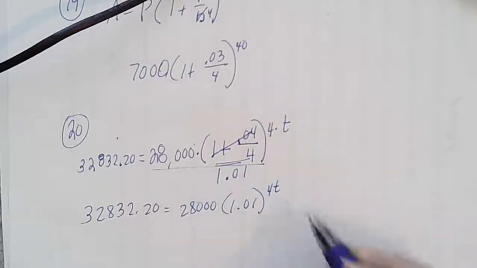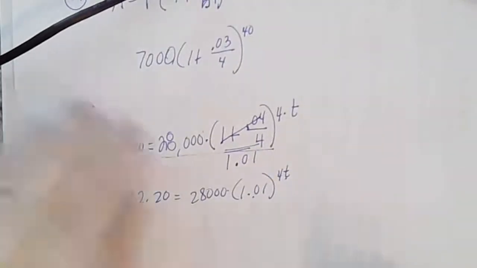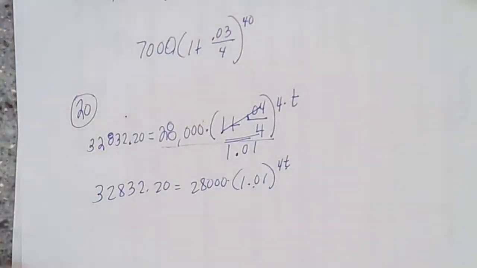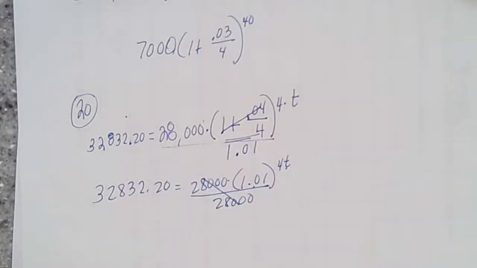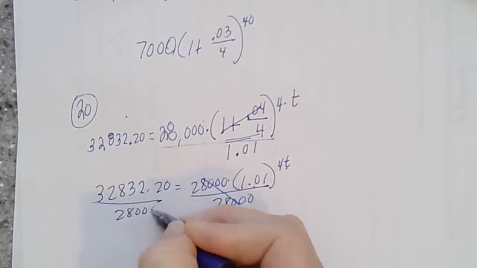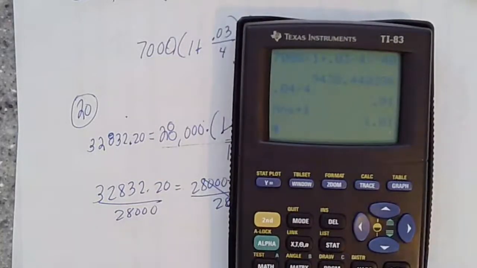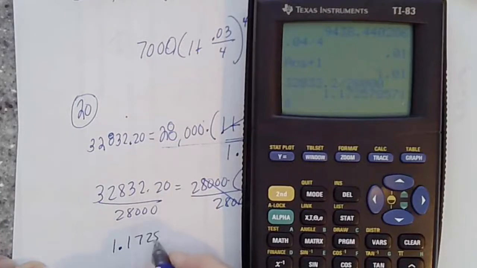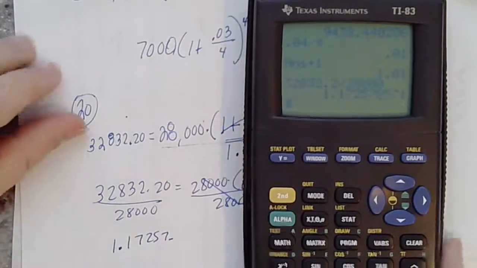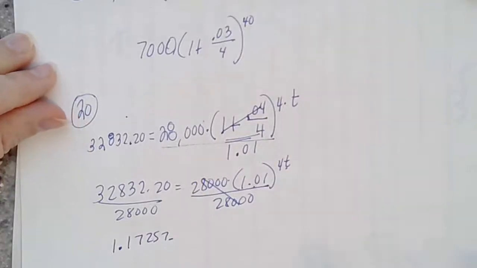So I'll divide out the 28,000. That won't hurt anything. I'm allowed to do that. Divide by 28,000. I'm going to get one of those awful decimals again. So we'll try to keep that intact. But let me just show you what it would look like. It's 1.17257. It's an irrational number again. So we don't want that, or at least it's a long decimal, so we want to leave it intact: 32832.2 divided by 28,000. And we'll work that out in a minute.